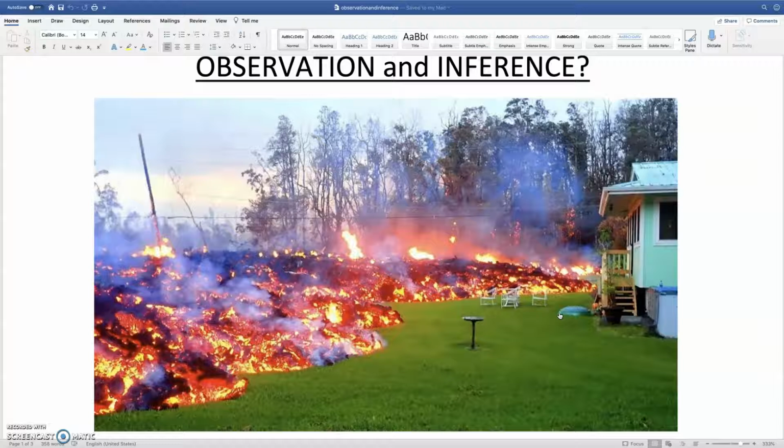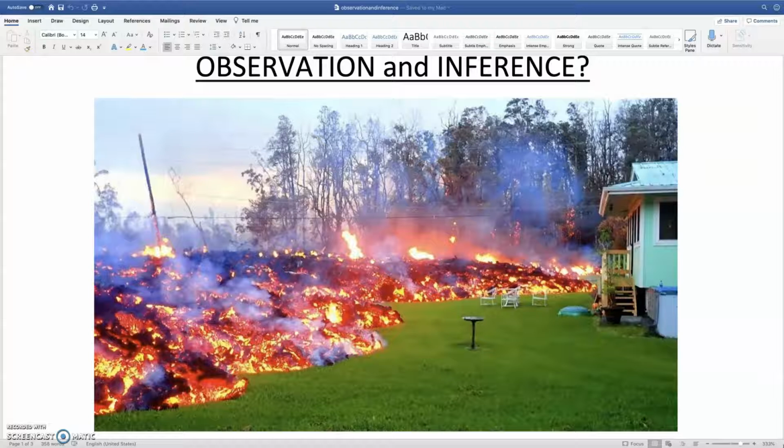Now, the difference between an observation and an inference is that an inference is kind of like a guess of what you think had happened or what you think may occur based on something that you observed.